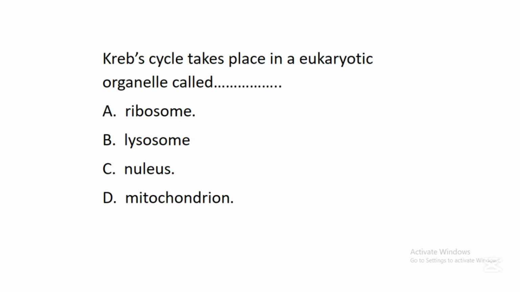The next question says, Krebs cycle takes place in a eukaryotic organelle called A. Ribosome. B. Lysosome. C. Nucleus. D. Mitochondrion. In this question, the correct answer is D. Mitochondrion. So Krebs cycle is a very complex chemical process that will finally lead to energy production in a great way, and this chemical process takes place in a part of a cell known as mitochondrion.